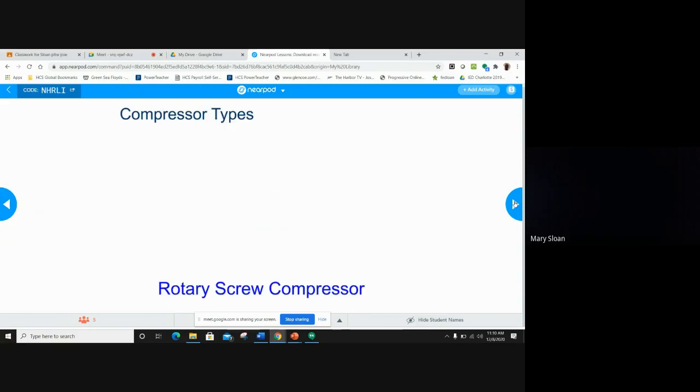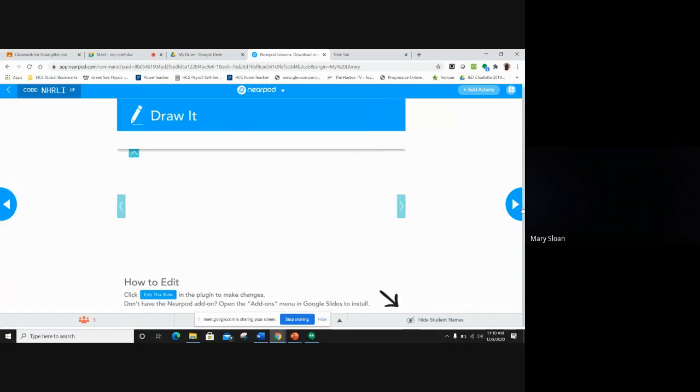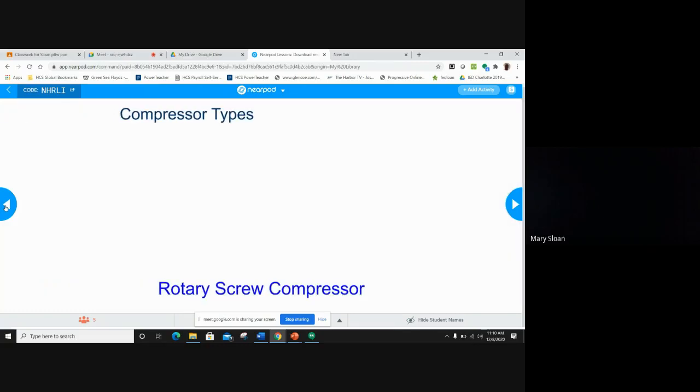So here's the next part, a rotary screw compressor. Can you see that on your screen? I can see the rotary screw compressor. Yep. That's what it's supposed to be, it's blank. So I need you to draw it now. So you are adding the rotary screw compressor. Let me show you what it looks like.